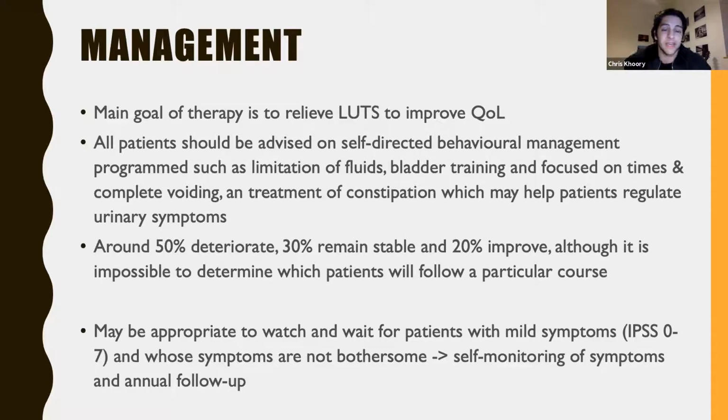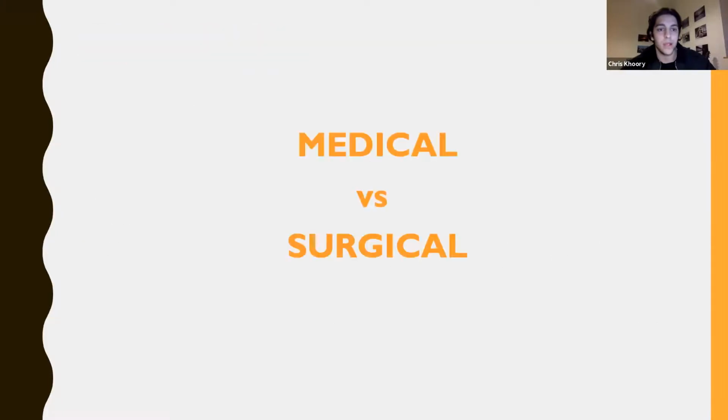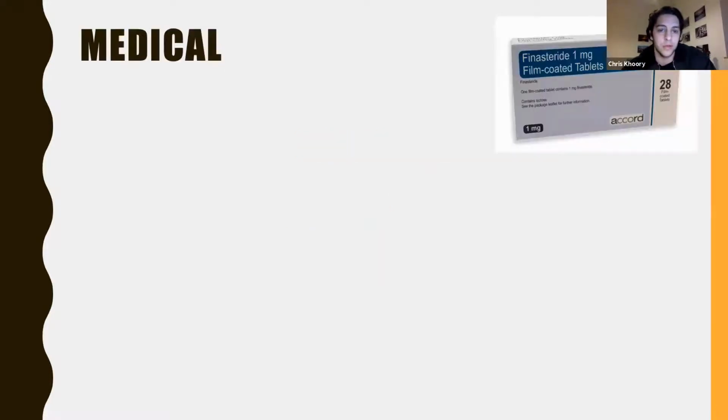Around 50% of patients get worse, around 30% remain stable, and 20% improve, but it's very difficult to say which patient will get better and which patient won't. And for some patients, if their symptoms are mild, it may be appropriate just to watch and wait and see what happens. So the management of BPH can be divided into medical and surgical. So we'll start off with medical.